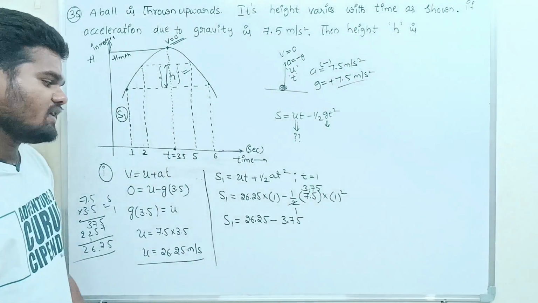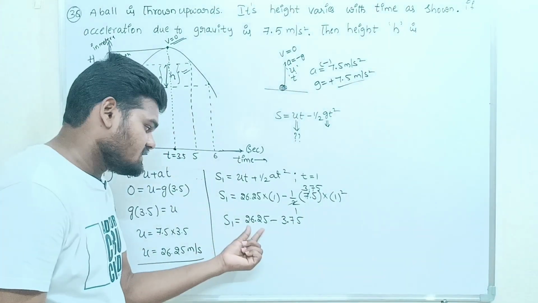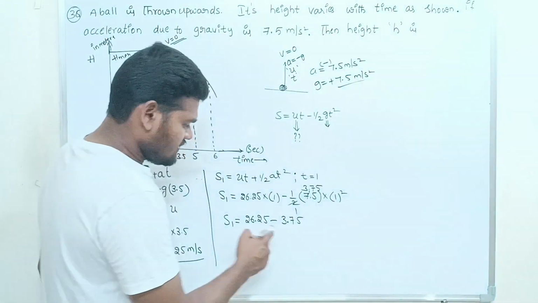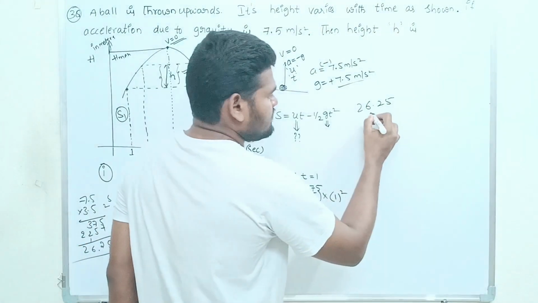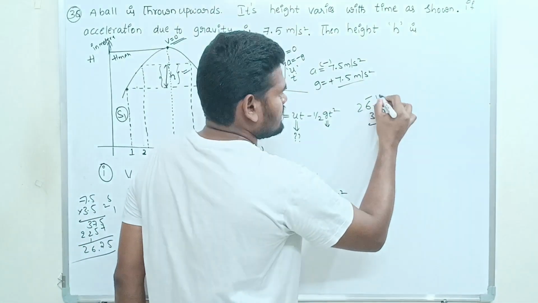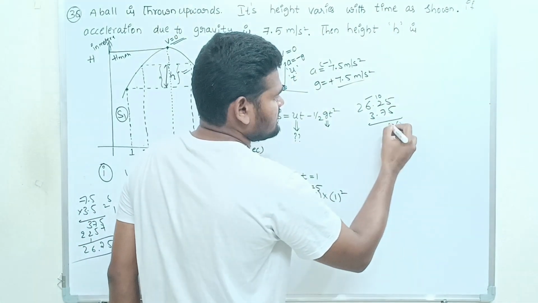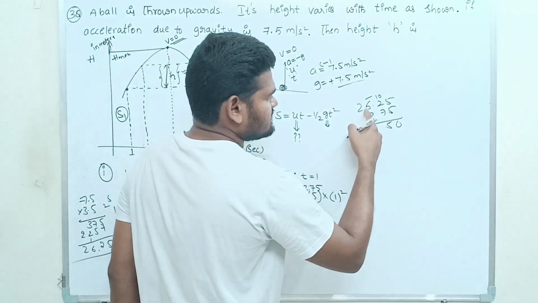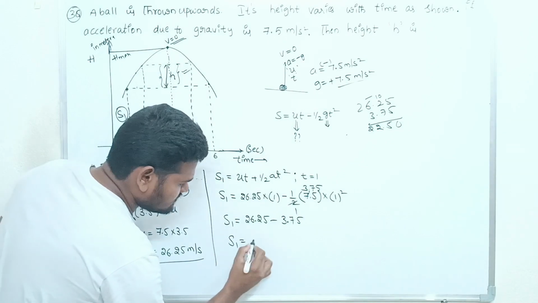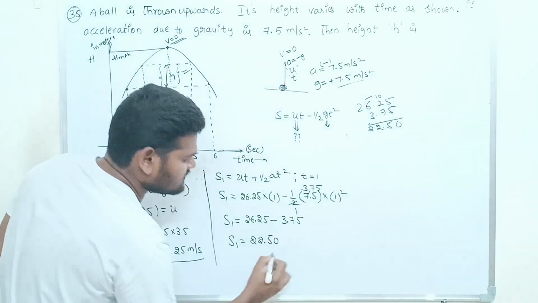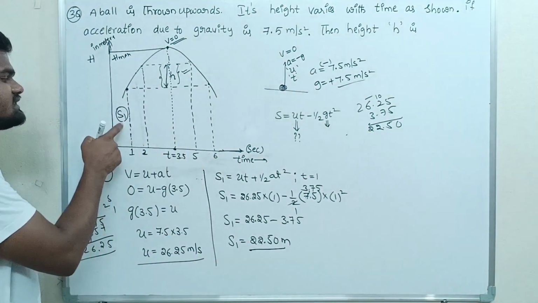3.75 we got, 3.75. So 26.25 minus 3.75, how much? So we got s1 is equal to 22.50 meters. So we got this displacement.